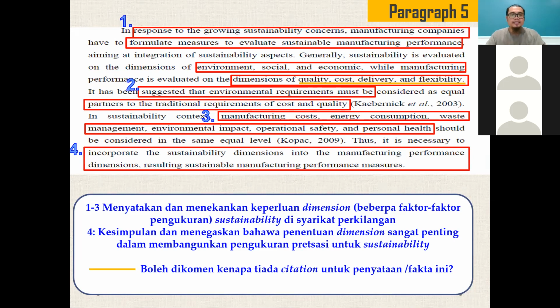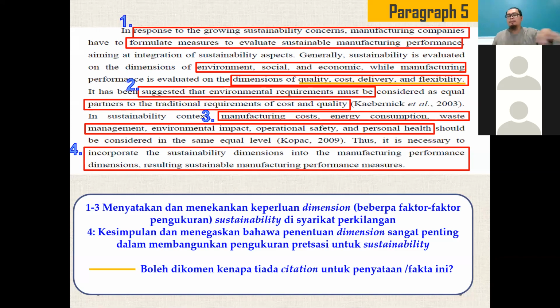And then point number 2 suggests that environmental requirements must be considered an equal partner to traditional requirements. So before this, we did not use the environmental, mostly used social and economics. But in this case, for sustainability, environmental should be a must, applied to all the manufacturing companies. Manufacturing cost, energy consumption, waste management, environmental impact, operation safety, and personal health should be considered equally. Thus, it's necessary to incorporate sustainability dimensions into manufacturing performance dimensions, resulting in sustainable manufacturing performance measures.